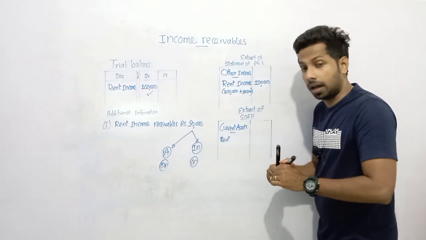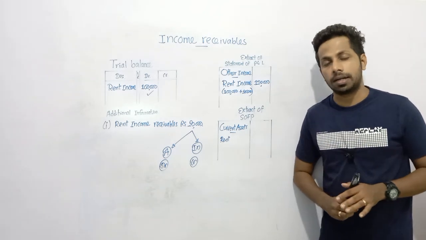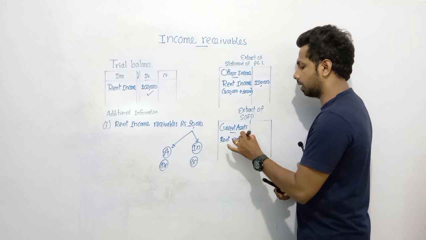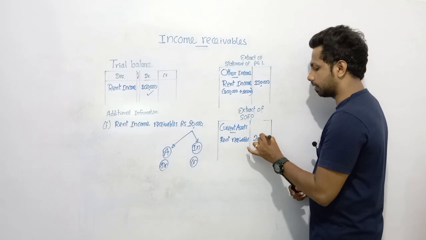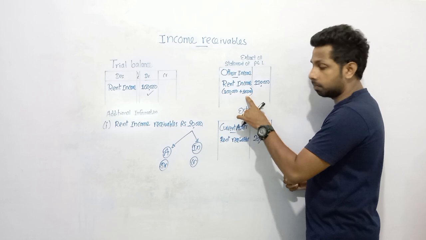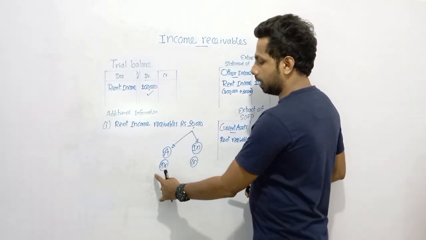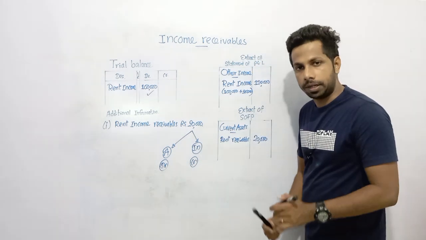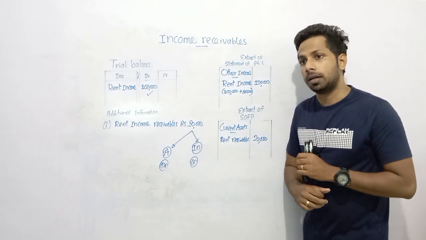What kind of asset? It is a current asset, not like land and building, furniture, machinery. So this is not a non-current asset. You need to recognize this as a current asset, rent income receivables. Then what did I do? This 20,000 is considered as an income, and the same 20,000 is considered as an asset. So what's the double entry for income receivables? Income receivable account debit, income account credit.